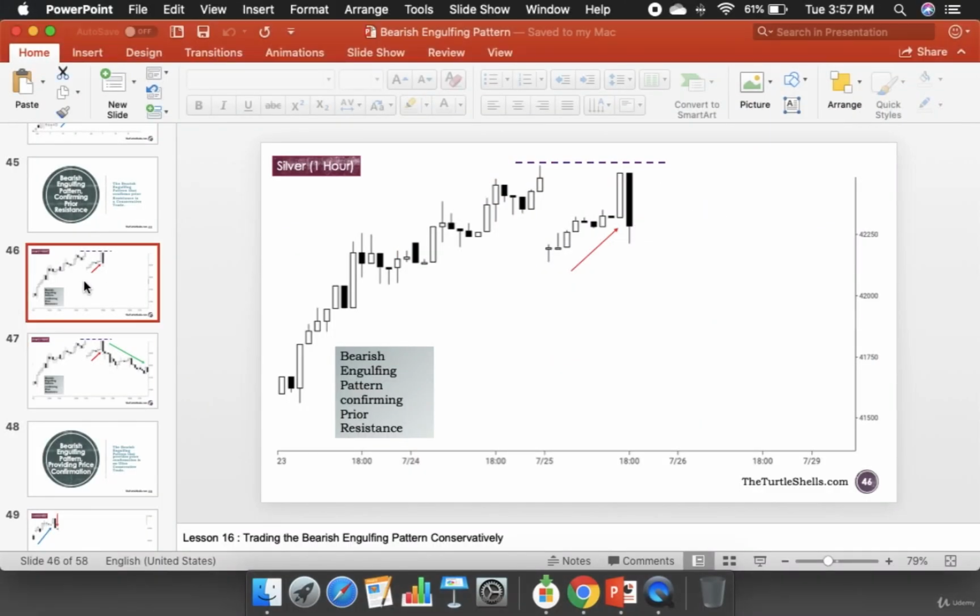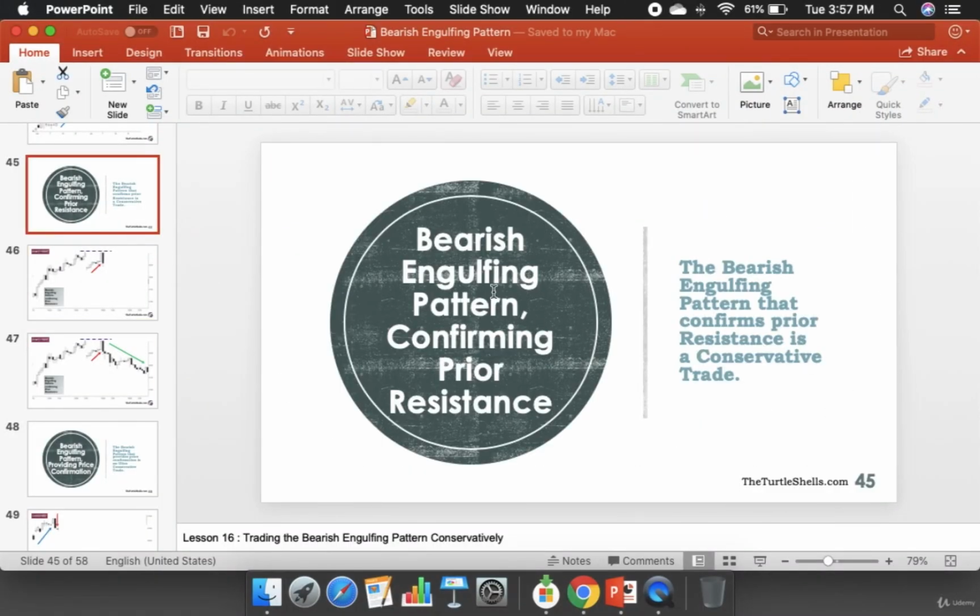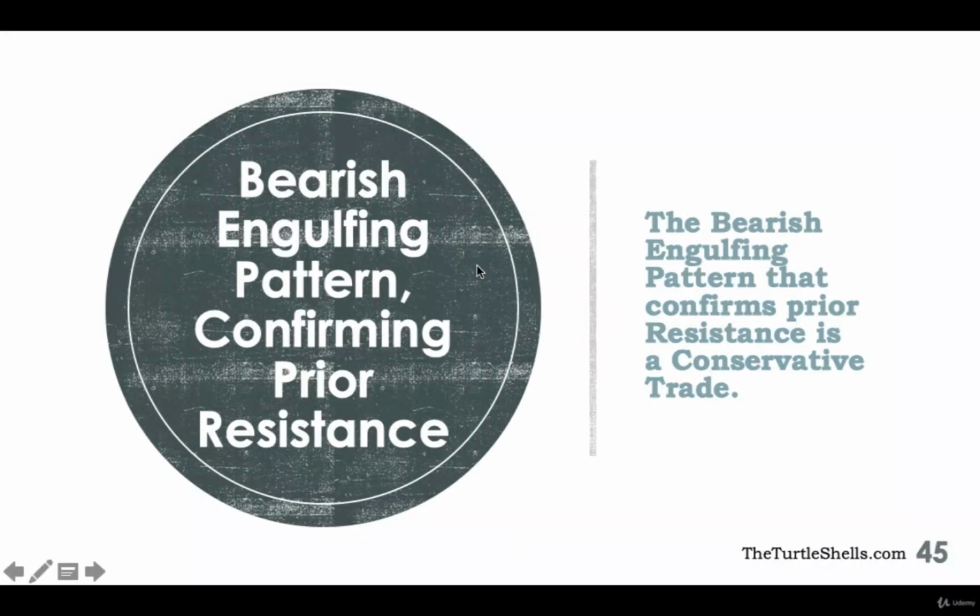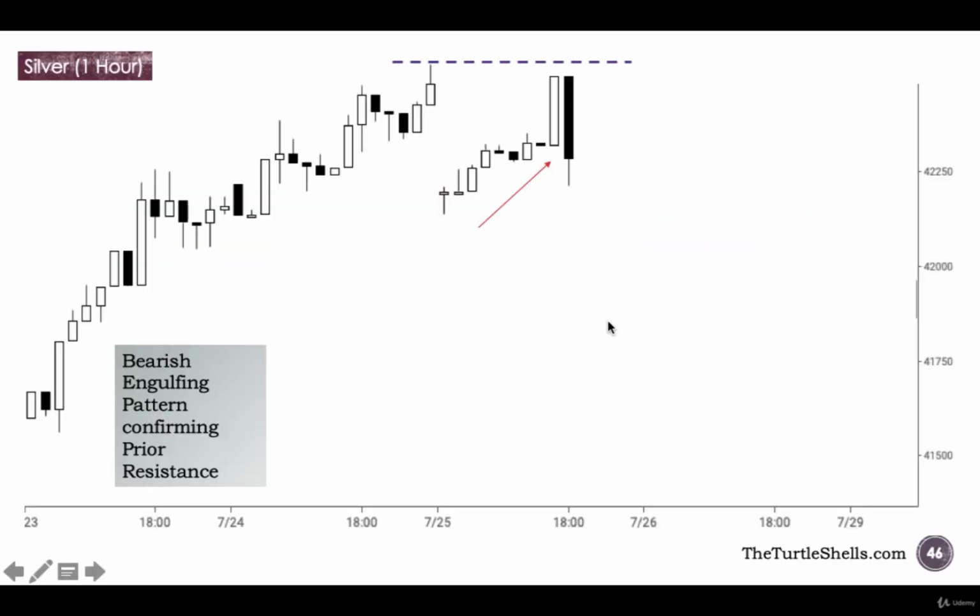Alright, now let us have a look at the bearish engulfing pattern, which is confirming prior resistance. In the previous video, we looked at the bearish engulfing pattern not confirming prior resistance. So the bearish engulfing pattern that confirms prior resistance is a conservative trade. That is my type of trade because I would like to see what has happened at that price point in the past, okay?